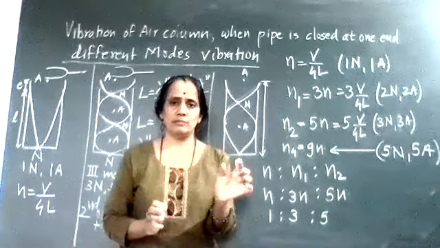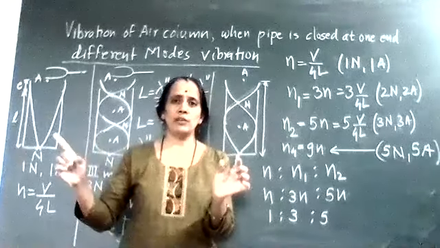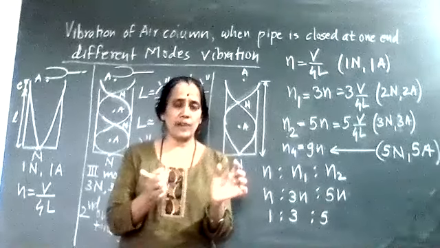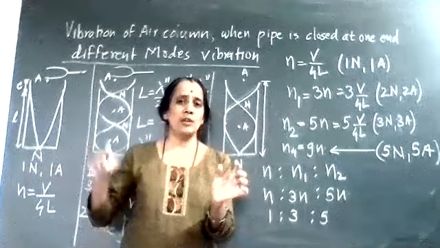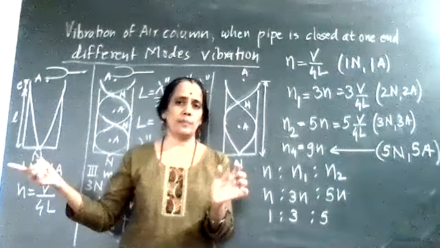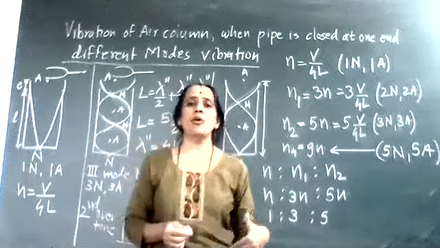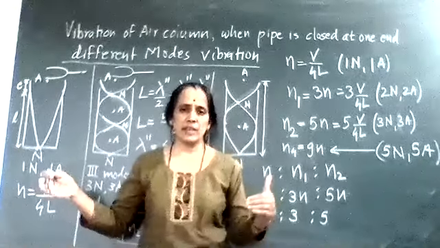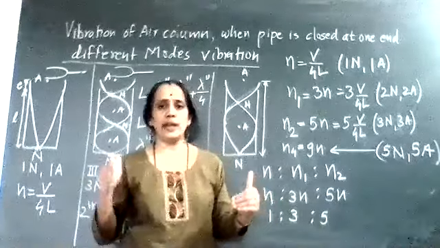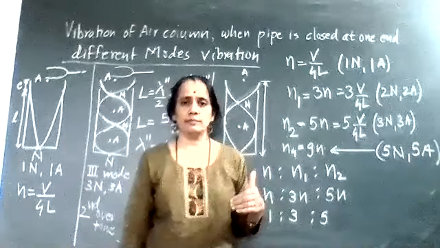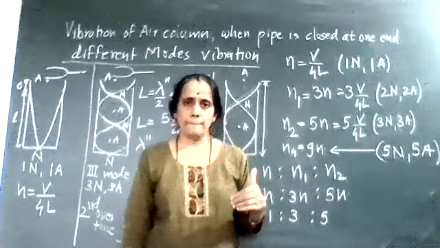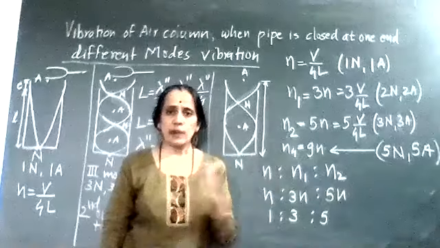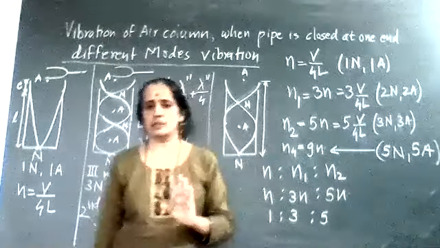Fourth overtone: how many nodes and antinodes? For fourth order you have to add 1. 4 plus 1 is 5. Meaning how many nodes and how many antinodes? 5 nodes and 5 antinodes. If I say 7th order, then how many nodes and antinodes? The number is 7, add 1, meaning 8, so 8 nodes and 8 antinodes. Are you getting? Just by common sense, you have to remember it.